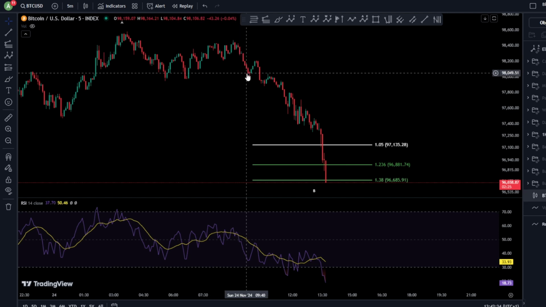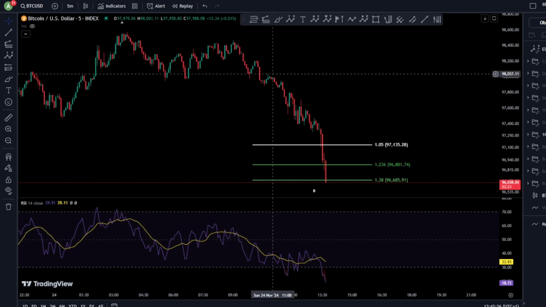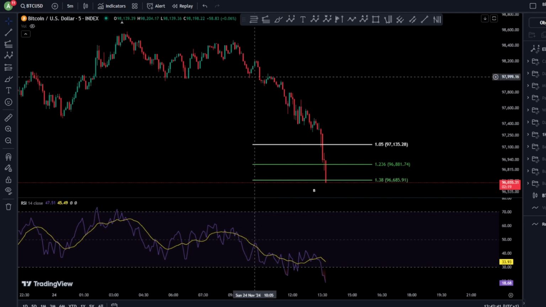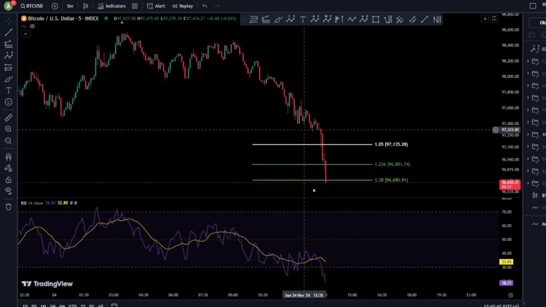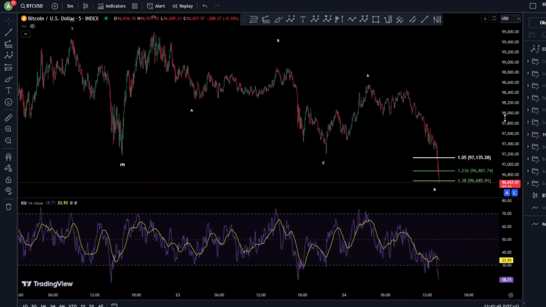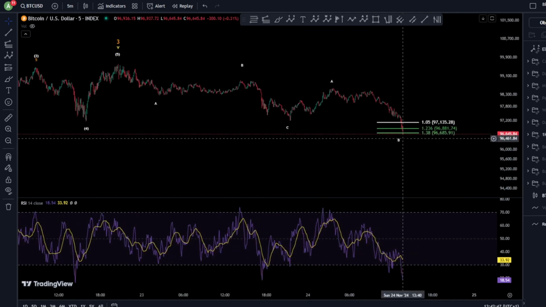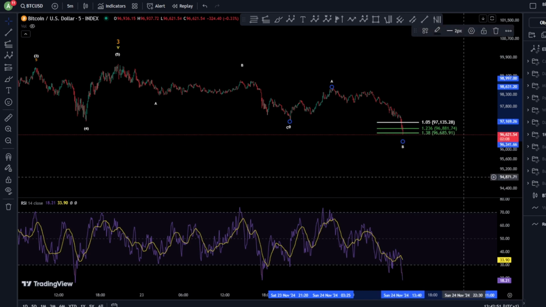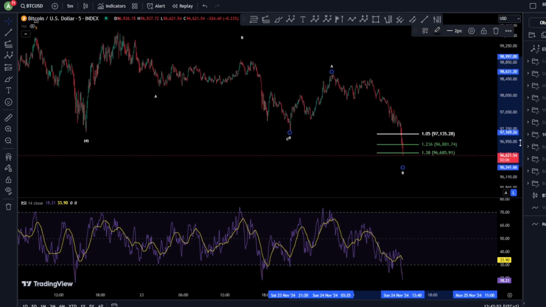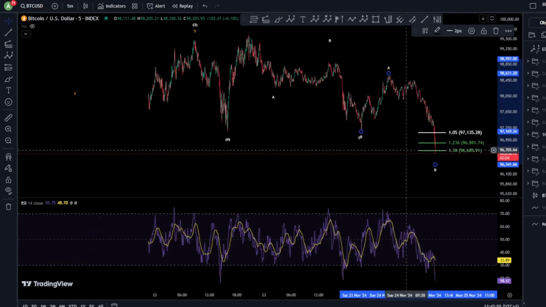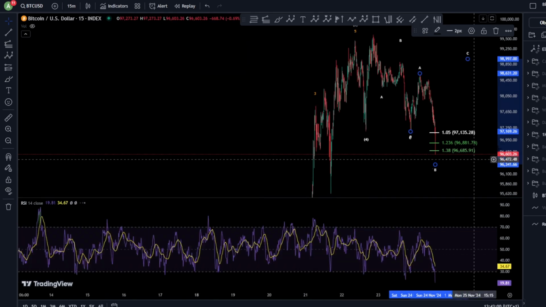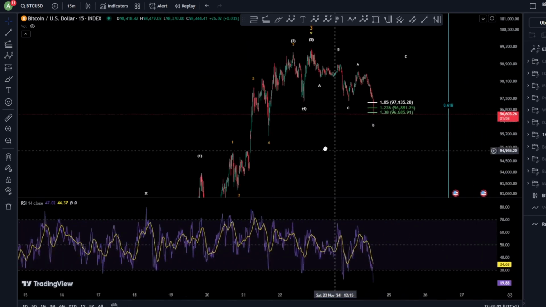Let's check 1, 2, 3. Okay, this is your 1, 2, and then 1, 2, 3, 4. This is your impulse 1, 2, 1, 2, 3, 4, 5. This is your wave 3, and we still have 4, 5. So we might dive deeper. We already dived. So this is an impulse, guys. Be careful. We're going much deeper than what you might think.